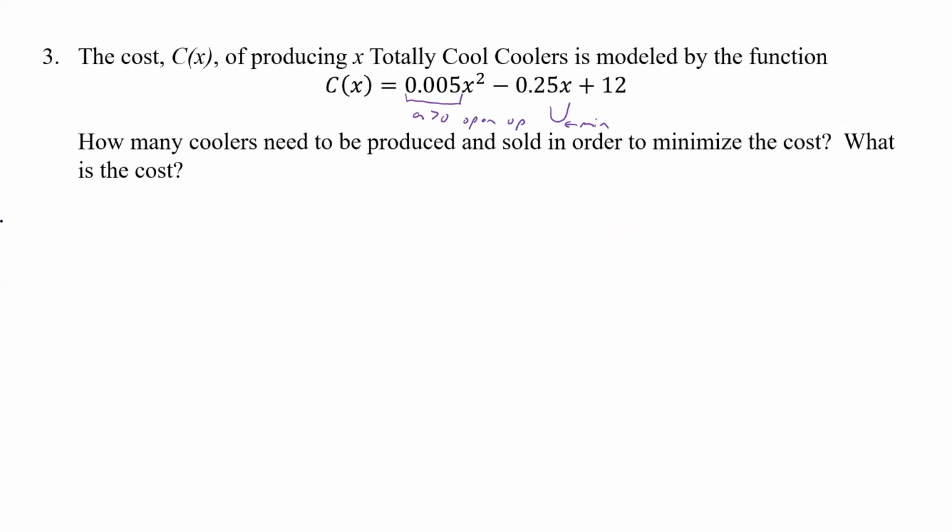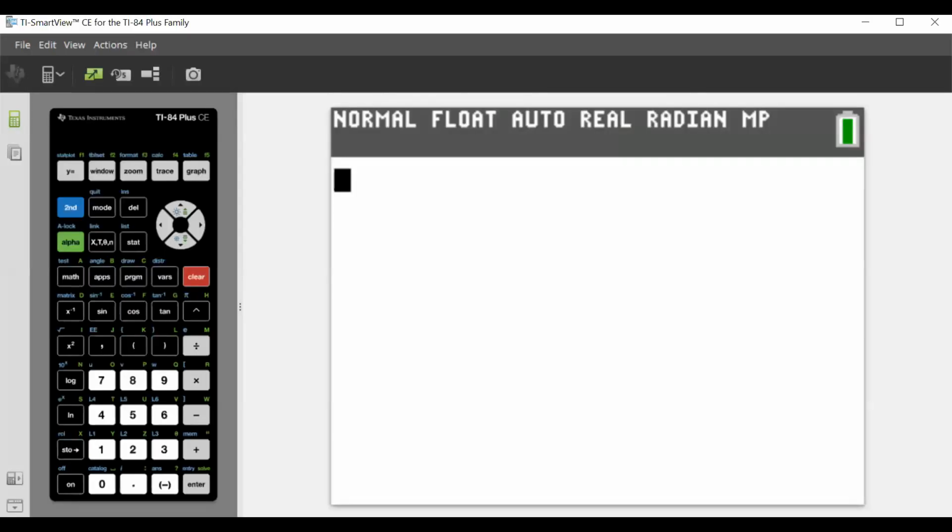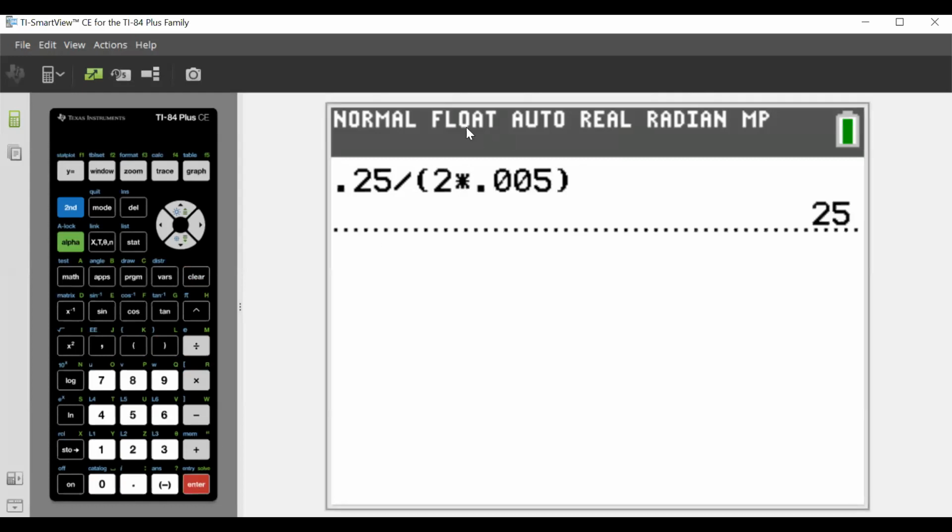All right, so again, it doesn't tell us what decimal place they're rounded to. So if we use the actual value, if it's a half a cooler, then we'll get a funny number, but hopefully we'll get whole numbers. All right, so minus 0.25 over 2 times 0.005. All right, so we plug that into our calculator. So we have a minus, so it's just going to be 0.25 divided by 2 times 0.005, and we get 25. So we get 25 coolers this time.